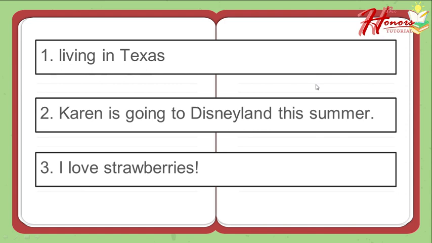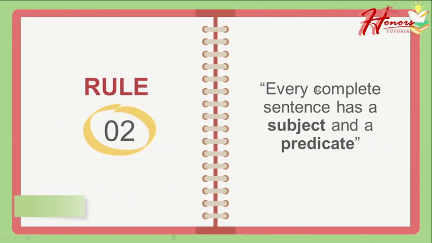Okay, so now let's move on to our next topic. We are now going to discuss rule number 2 of English grammar for grade 6, which is: every complete sentence has a subject and a predicate. Another way to determine if a sentence gives a complete thought is if it has complete parts, which are the subject and the predicate. If the sentence doesn't have a subject or a predicate, we cannot call it a sentence. Instead, we can call it a fragment of a sentence.